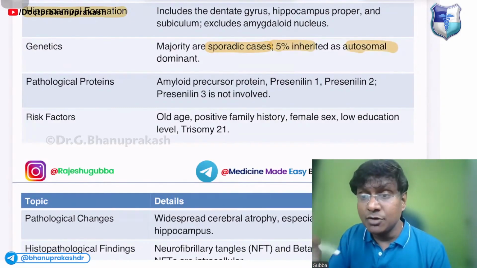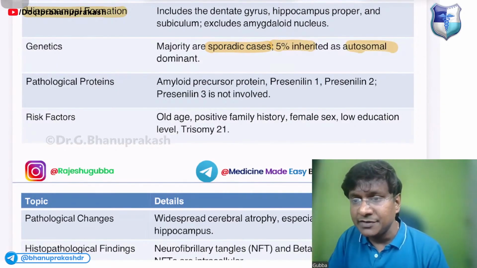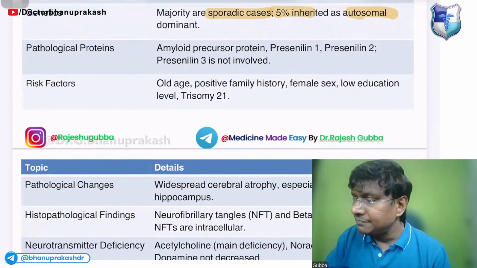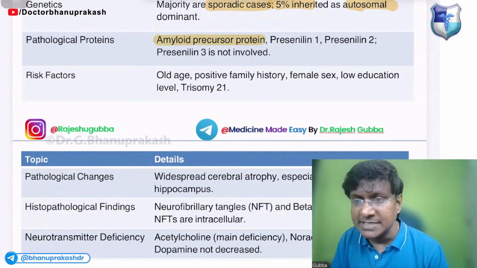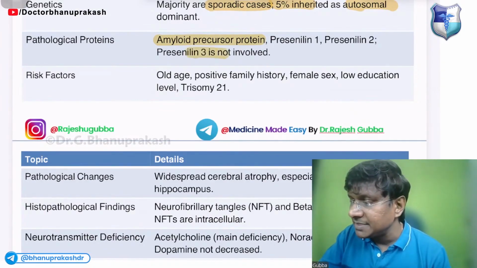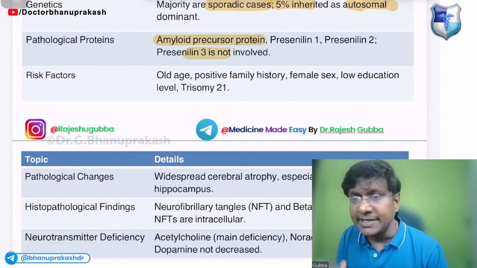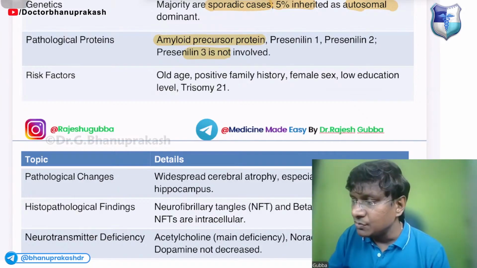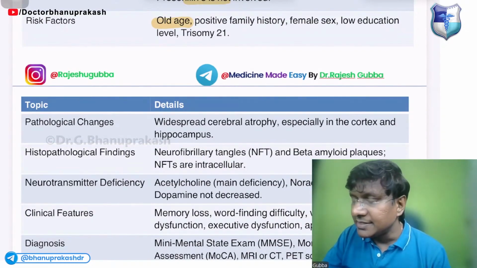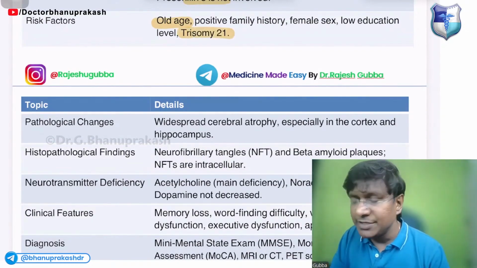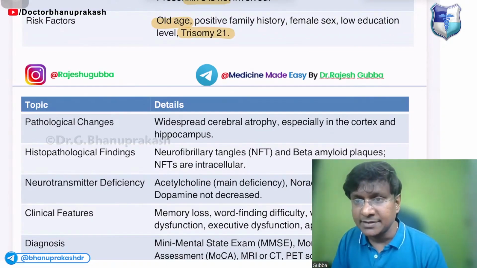And what are the abnormal proteins which are accumulated within the hippocampus? We have amyloid precursor protein, presenilin 1 and presenilin 2. Please remember, presenilin 3 is not involved. What are the risk factors? Very important is age of the individual, family history, low education level, and trisomy 21. These are the risk factors.